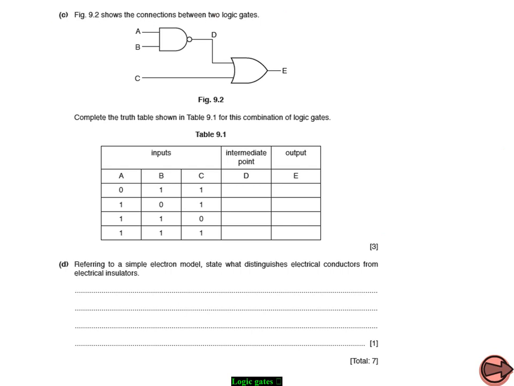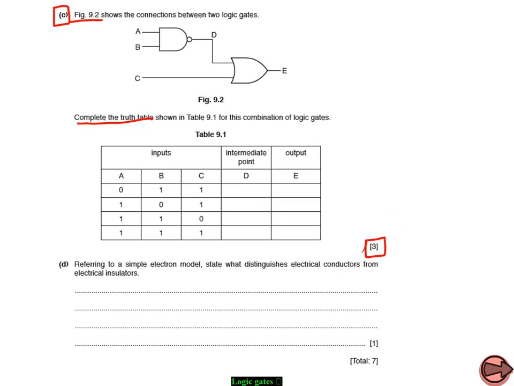So here is our next question. This is part C. Let's try to answer this question now. This figure 9.2 is given to us. We can see there are different types of gates. The first thing we need to do is understand these different types of logic gates, and then we need to complete this table. The marks for these questions are also given here.